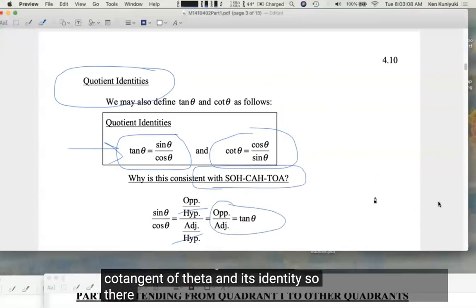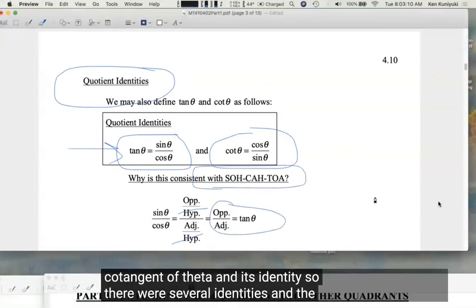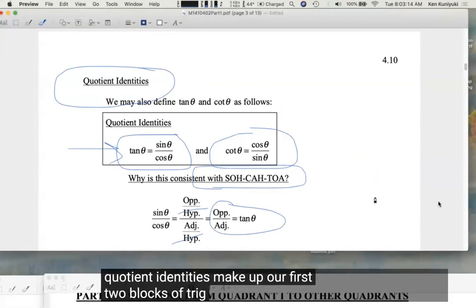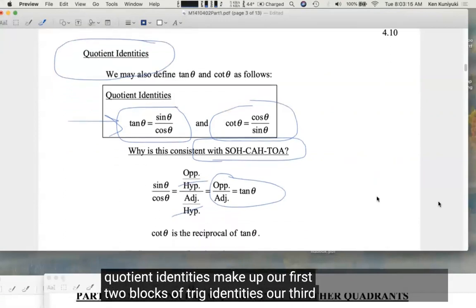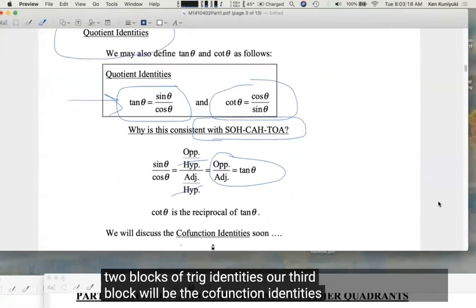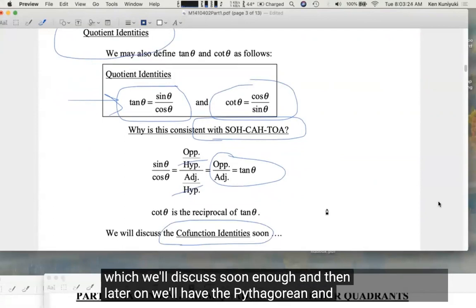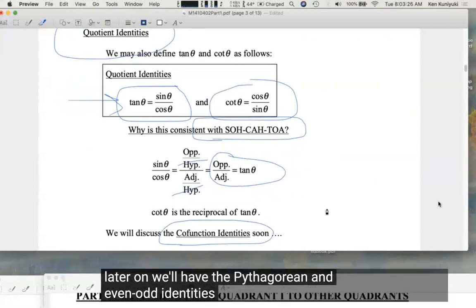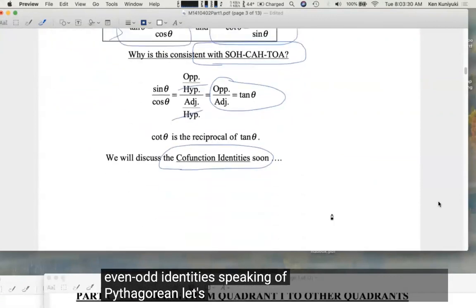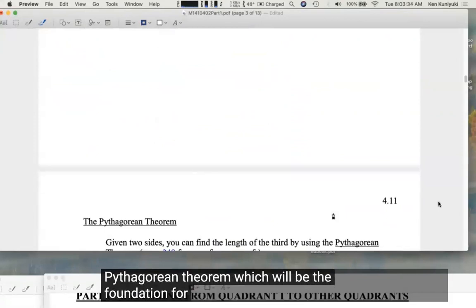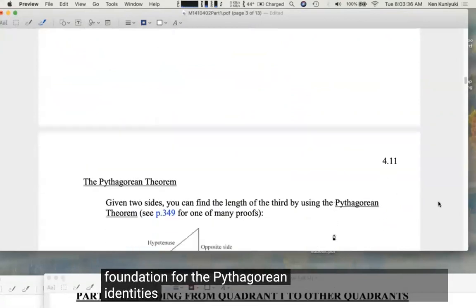So the reciprocal identities and the quotient identities make up our first two blocks of trig identities. Our third block will be the cofunction identities, which we'll discuss soon enough. And then later on, we'll have the Pythagorean and even odd identities. Speaking of Pythagorean, let's talk about the Pythagorean Theorem, which will be the foundation for the Pythagorean identities.